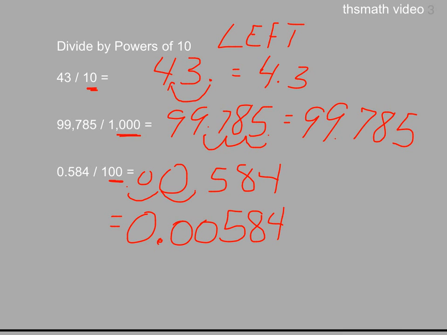Remember, you want to look at your power of 10 and you move the decimal point for however many zeros are in that power of 10. If you're multiplying, you move the decimal point to the right, and if you divide, you move your decimal point to the left.